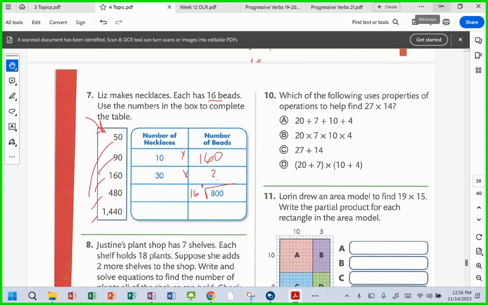Which of the following uses properties of operations to help find 27 times 14?